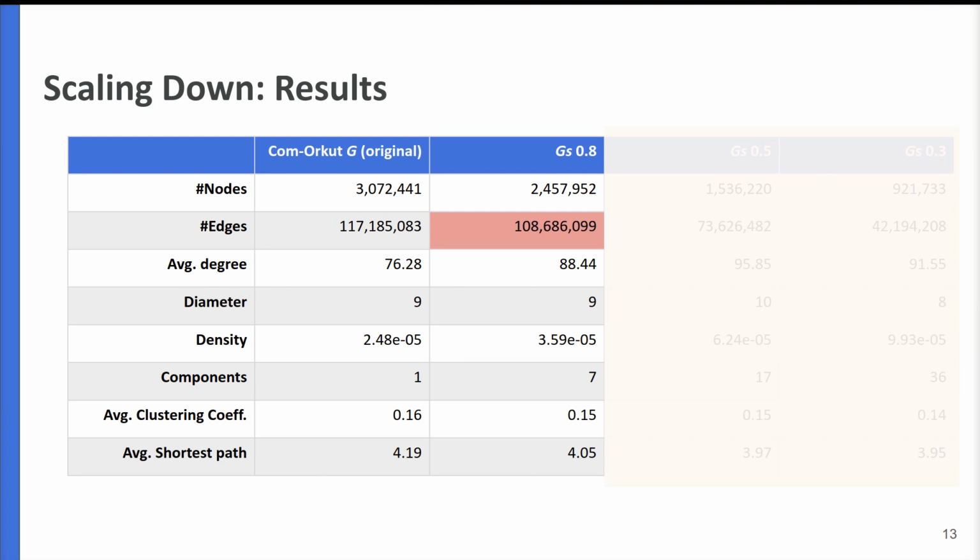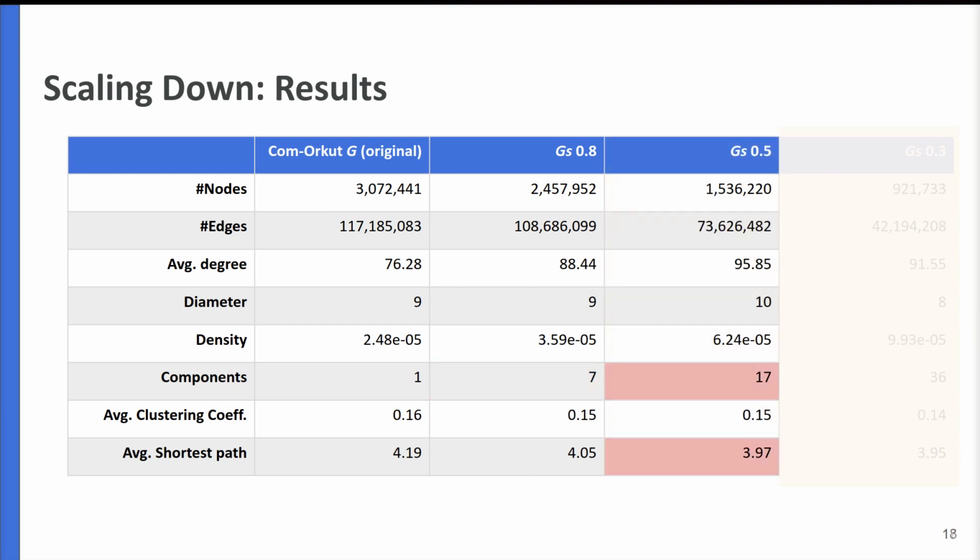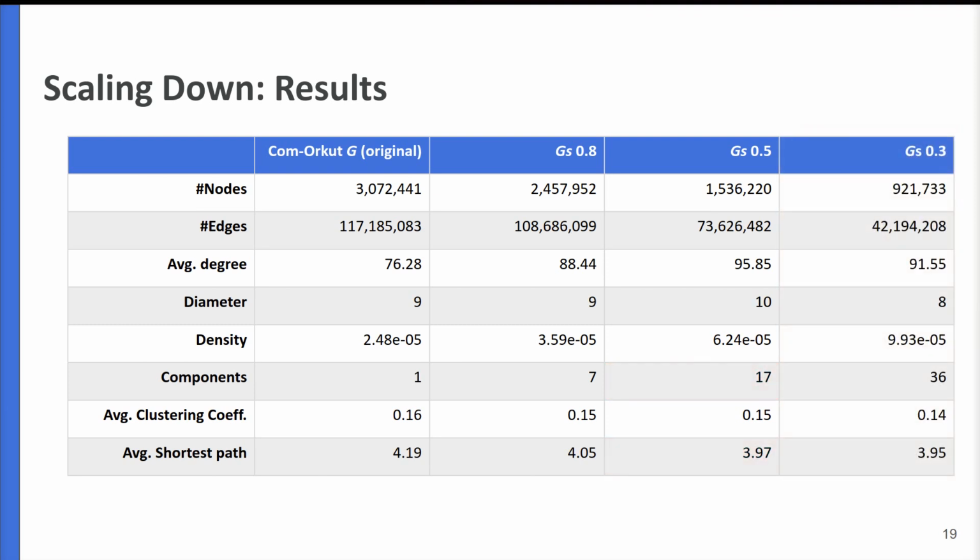And because of this oversampling, the degree and density are higher. Note, however, that the diameter, average clustering coefficient, and average shortest path remain similar to the original graph. The graph, however, lost its connectivity when being sampled by TEAS. And as we reduce the sample size, we seem to move further away from the original values of the graph. Overall, the properties that are preserved reflect the qualities of TEAS.